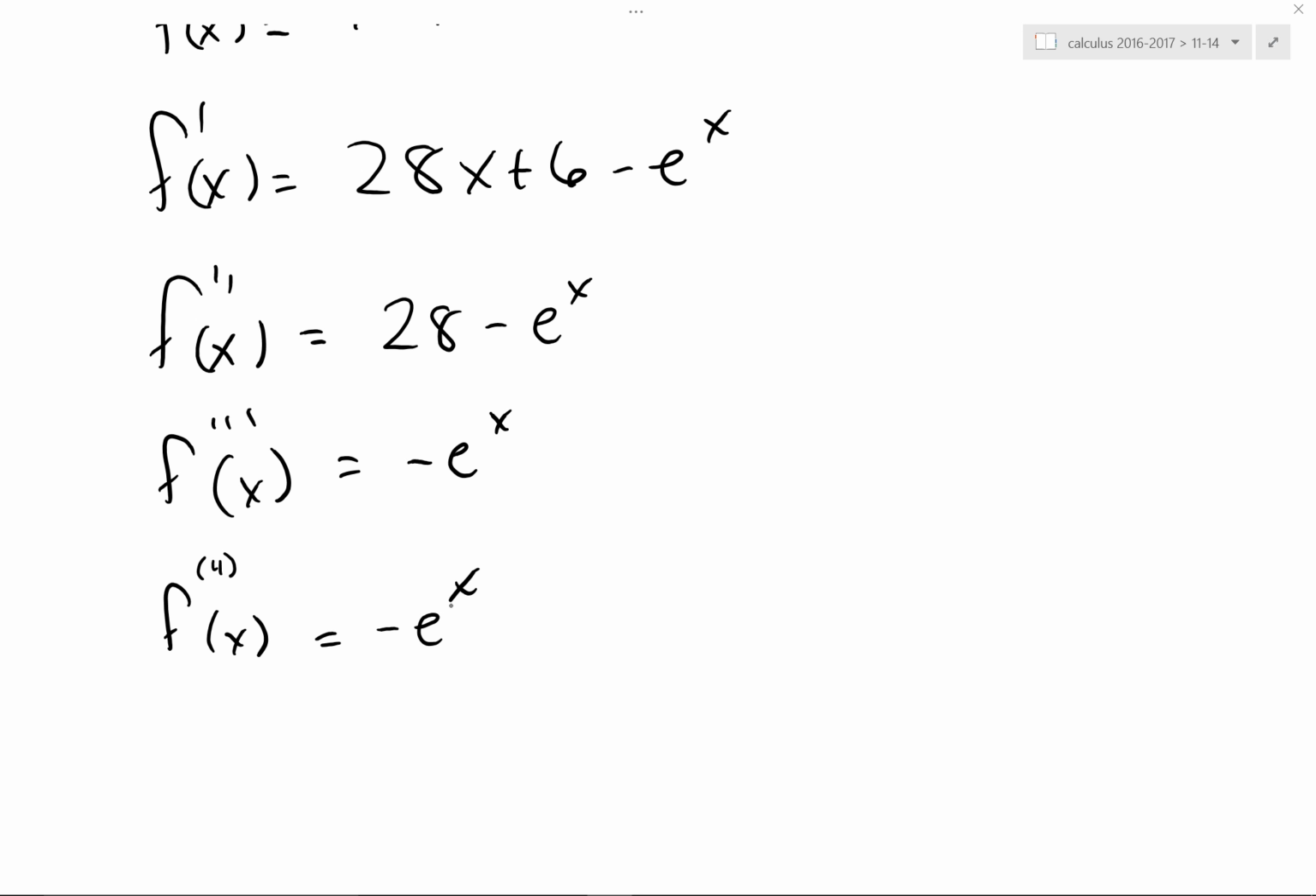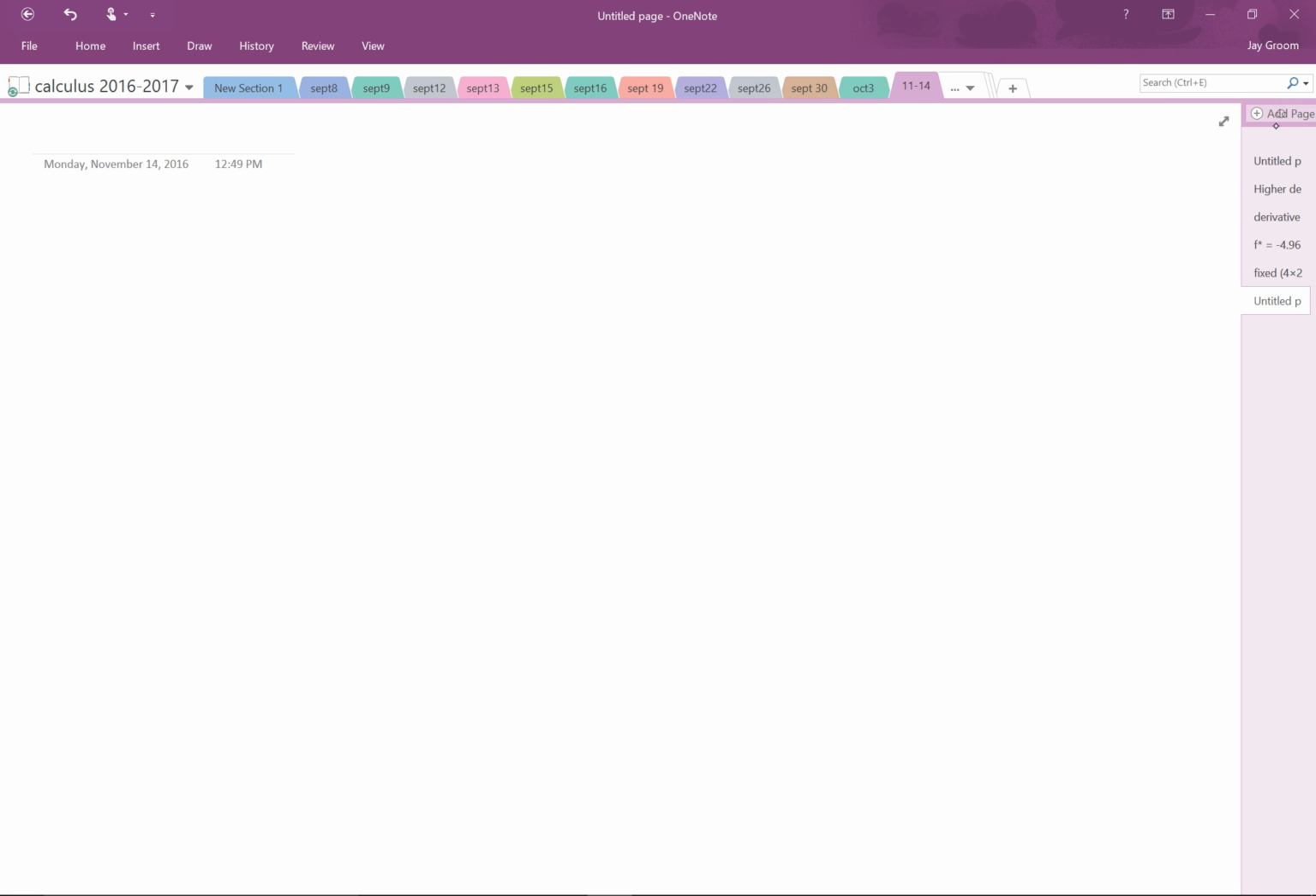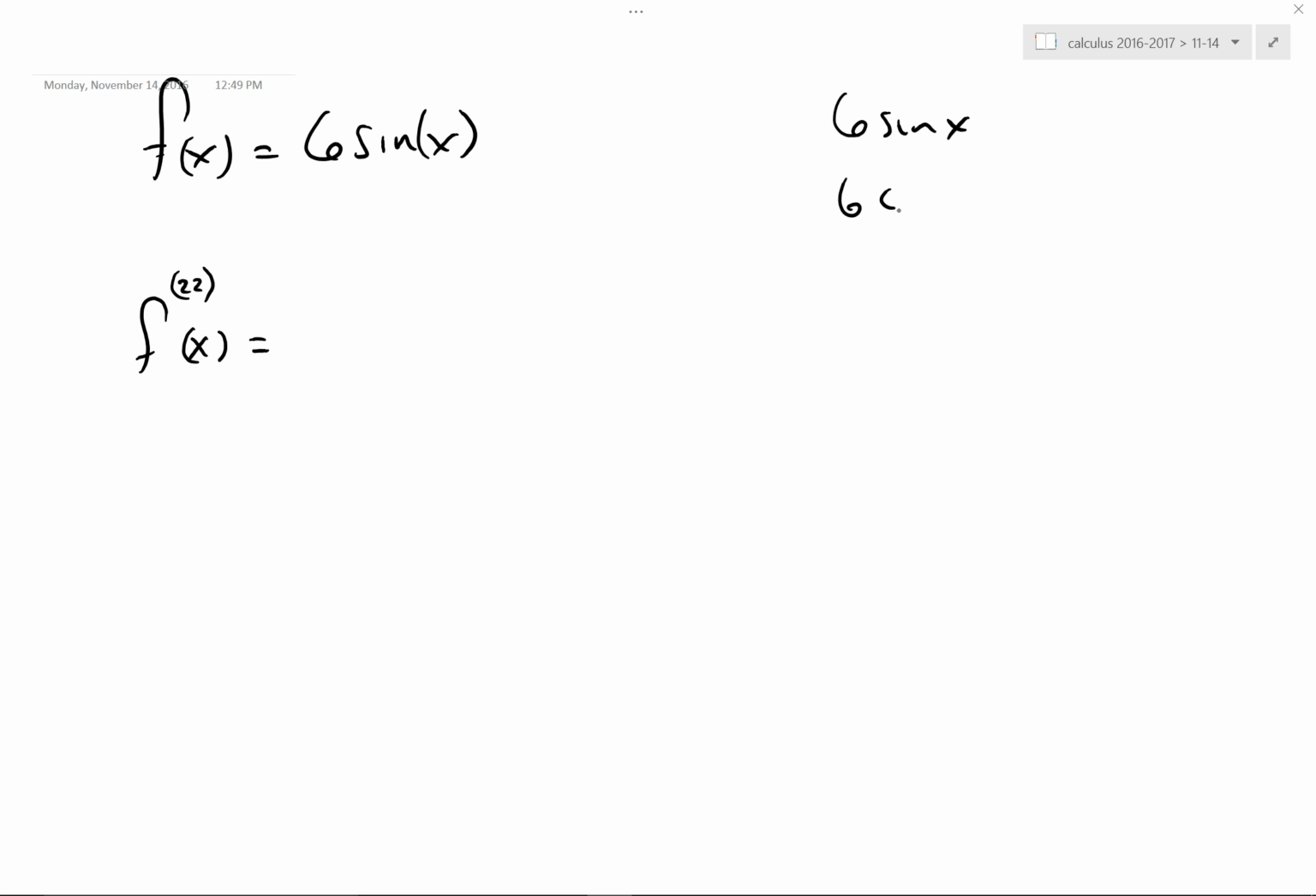So a fella, or a lady, whatever, could say, well, Mr. Groom, I feel like f of x is 6 sine x. Tricky. So what would the 22nd derivative be? Oh no. Well, I know this. It's either going to be this, or this, or this, or this. It's going to be one of them, yes? Right? So let's count it out.